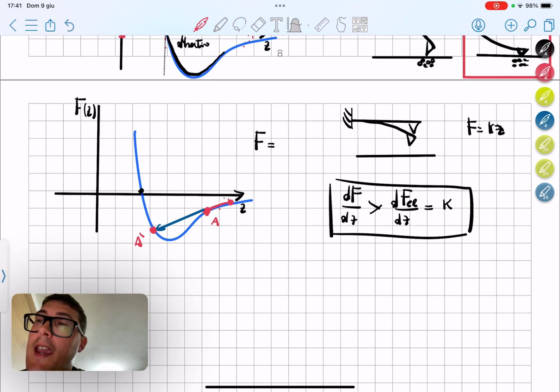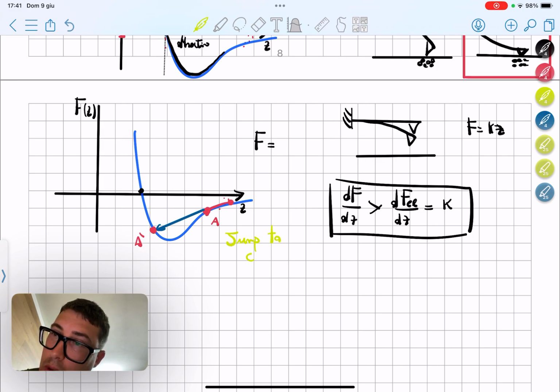Of course, we can change the spring coefficient of the cantilever by changing the shape, by changing the type of cantilever itself. There are different ways of making it, but at the end of the day, when this gradient exceeds the spring coefficient, it will jump to contact. So this is called jump to contact.